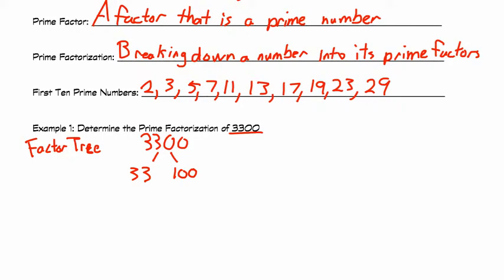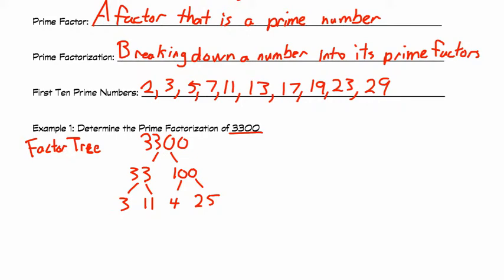Now we look at each branch separately. First we look at 33. This can be divided by 3 and 11. Next we look at the other branch, the 100. We know that 4 times 25 gives us 100. So 4 and 25. Now we look at our next row.